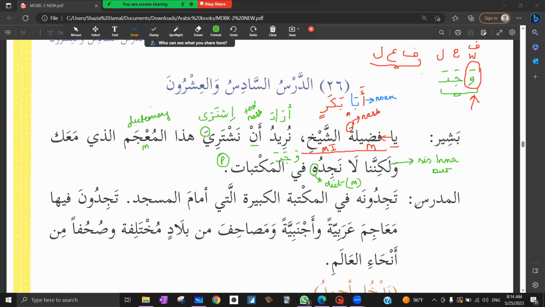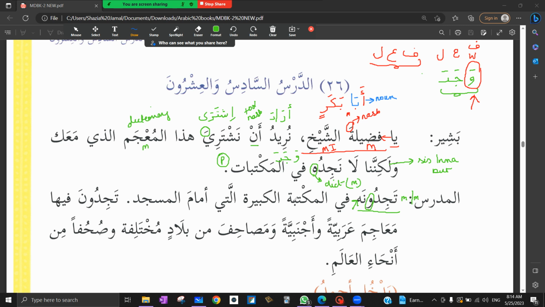So the teacher says, tajidunahu. Tajiduna, this is the plural of male mukhatab. And how do we know this is plural? Because of the waw al-jama. And this is the fa'il in fi'l mudari' showing. Waw al-jama is the fa'il that shows the male jama. Tajidunahu, this is for the dictionary. You all will find it. Tajidu comes from wajada. That means you all will find it.